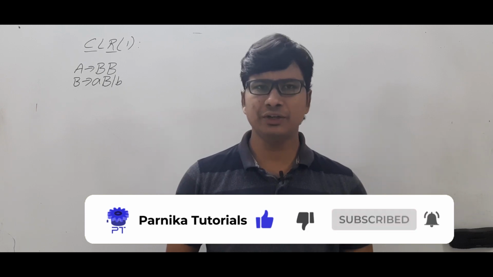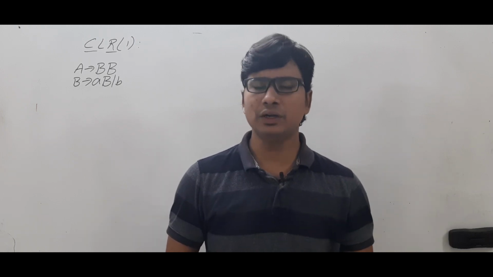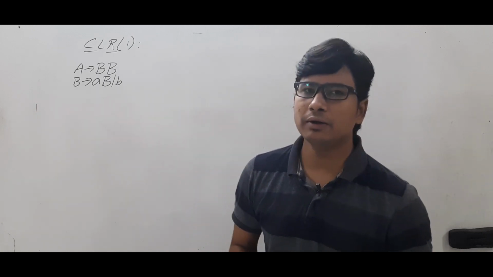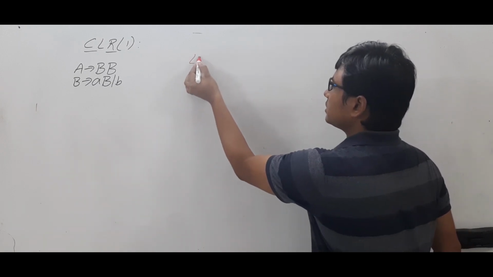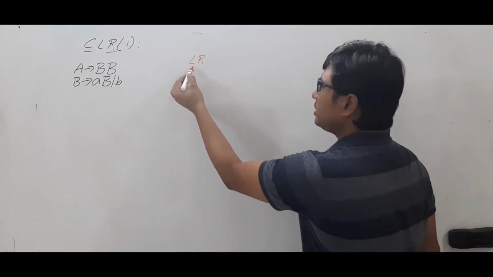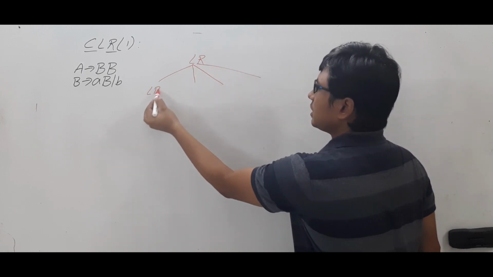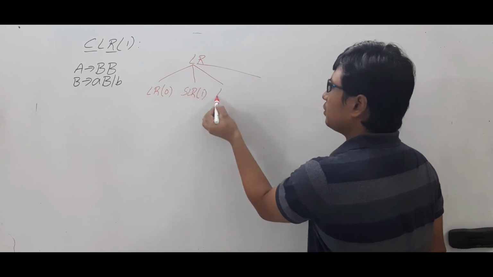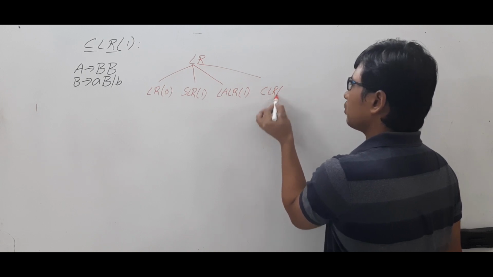In the last few videos, I have discussed the LR0 parser and SLR1 parser. In this video, I want to discuss the CLR1 parser. So, how have we done the LR0 parser? As we already discussed, LR parsers are broadly classified into 4 types. What are they? LR0, SLR1, LALR1, and then CLR1.